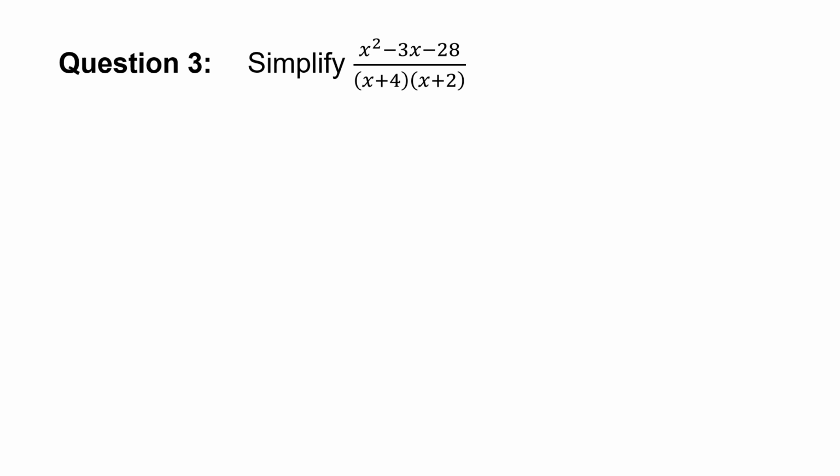Now we have: simplify (x squared minus 3x minus 28) over (x plus 4)(x plus 2). Pause the video, come back when you want to hear the answer.